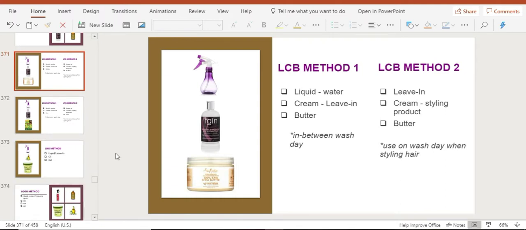So again, I have two methods here. Method one, method two. So method one will be L for liquid, which is water, and then C for cream or creme, which is gonna be your leave-in conditioner, and then the B will be butter. So shea butter mainly, right? Shea butter, it is thick, it seals moisture in your hair longer, and I love the way my twist outs feel when I use shea butter to twist them up. Right? It feels so smooth and so nice.